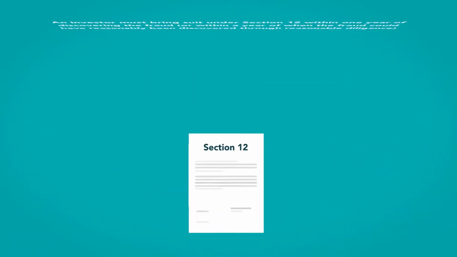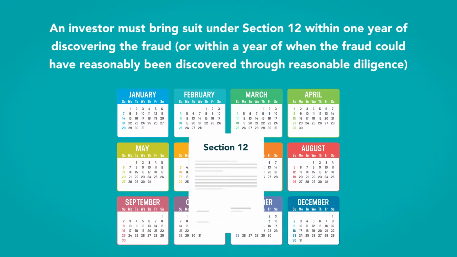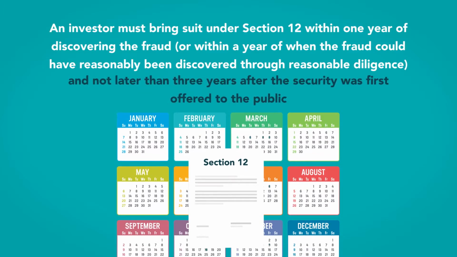Finally, as with Section 11, an investor must bring suit under Section 12 within 1 year of discovering the fraud or when the fraud could have reasonably been discovered through reasonable diligence, and not later than 3 years after the security was first offered to the public.